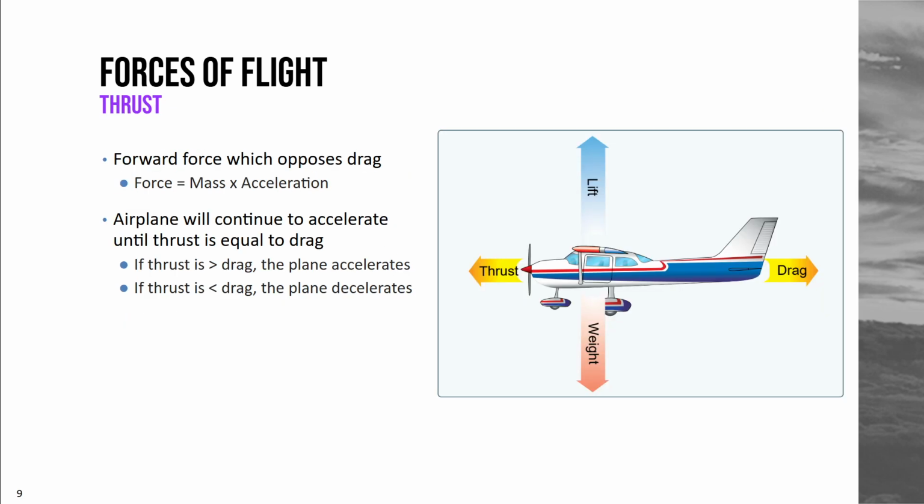Before I get to the types of drag, when we say the aircraft is in equilibrium, we mean that lift equals weight and thrust equals drag. So if we're in steady, unaccelerated flight and we're maintaining our altitude, the aircraft is in what's called equilibrium, where again, lift equals weight, thrust equals drag.